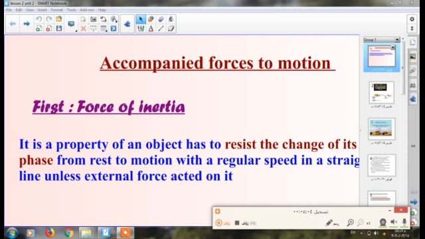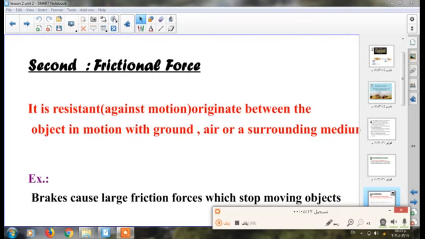This force is originated between the object in motion and the medium touching it. We have three types of surrounding medium: gaseous, solid, or liquid. Gaseous: when we move in air, there is a friction force between us and the air. Solid: when we touch the ground, there is friction force between two solid objects. The third type is when we move in water, where there is a friction force between us and the water.